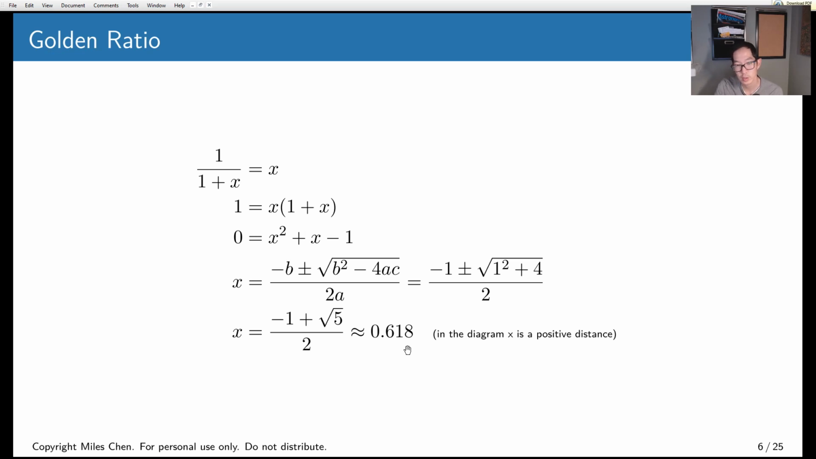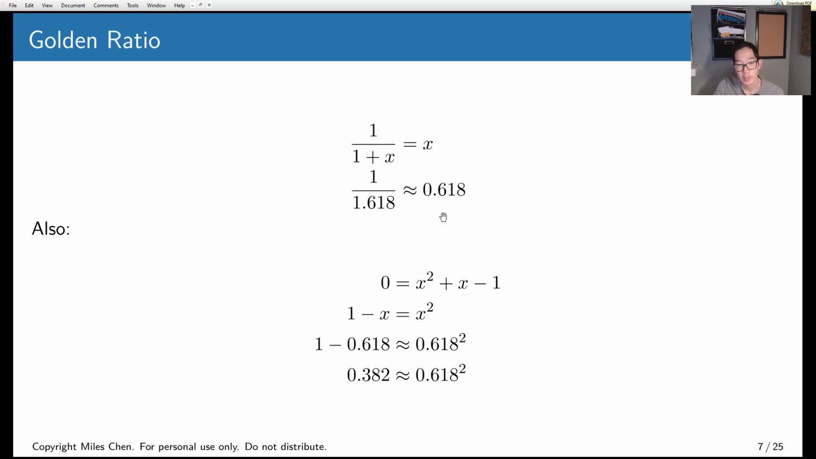x is 0.618, and so we can see that if I do 1 divided by 1.618, we get approximately 0.618. Another interesting thing is that if you square 0.618, 0.618 squared is equal to approximately 0.382, which is the same as 1 minus 0.618. So if you do 1 minus x, that's equal to x squared. So if you do 0.618 squared, you get 0.382.